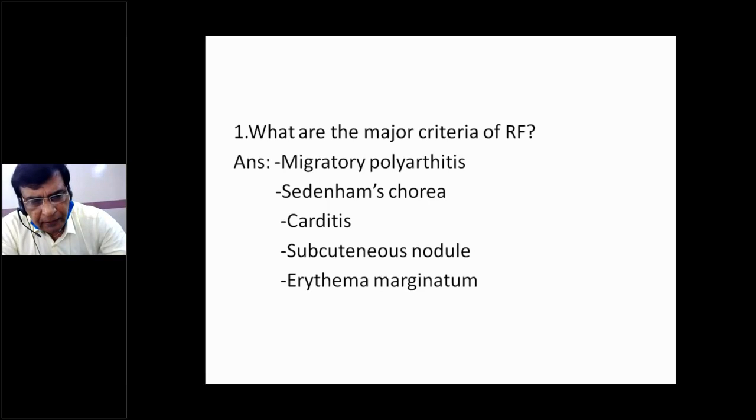Subcutaneous nodule and erythema marginatum. These two are the skin involvement, and these are the 5 major criteria. Out of this, if a single criterion is present, it is almost diagnostic of rheumatic fever.